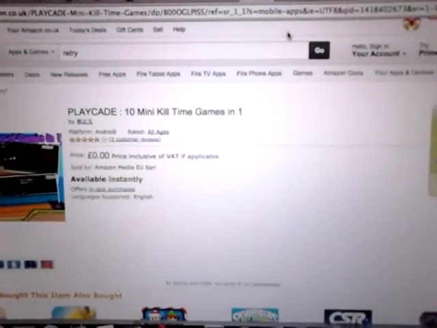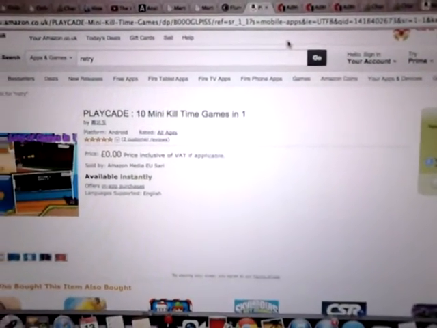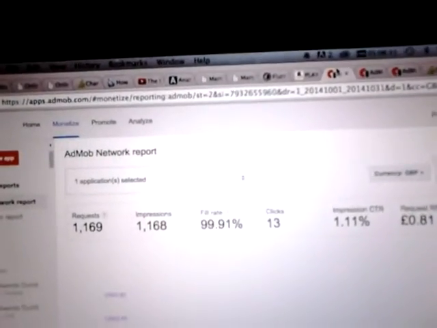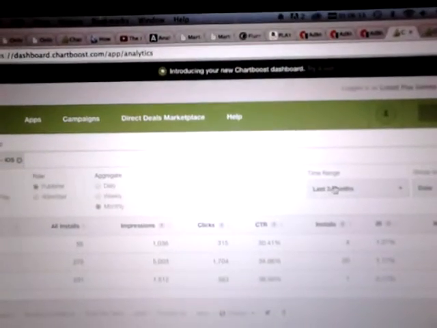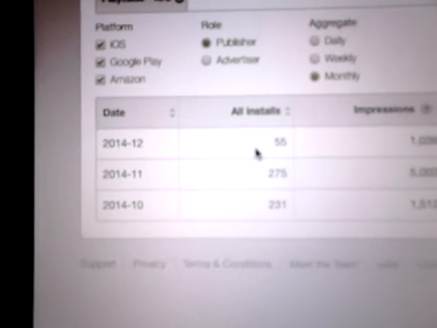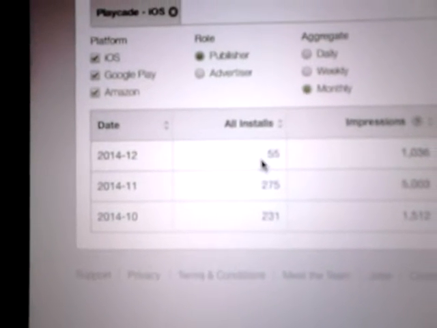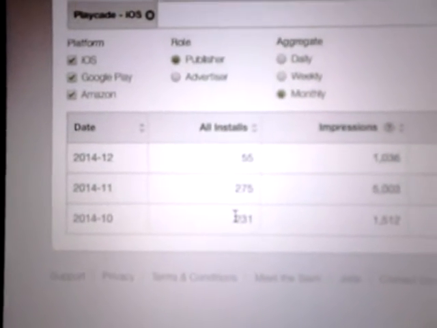But like I said, the goal for us is to increase the ARPU of our games, the average revenue per user. So we're going to find out if that has happened or not by looking right now and doing this video. So let me jump into my different parts. I'll look at the iOS version and the Amazon version. I'll do the iOS version first. The iOS version makes revenue through AdMob ads and also through Chartboost as well. The data that we've got so far is from December, so 11 days of data so far, November and October.